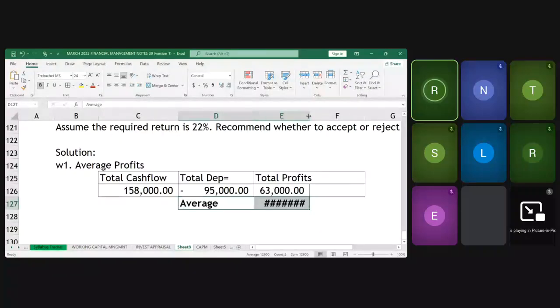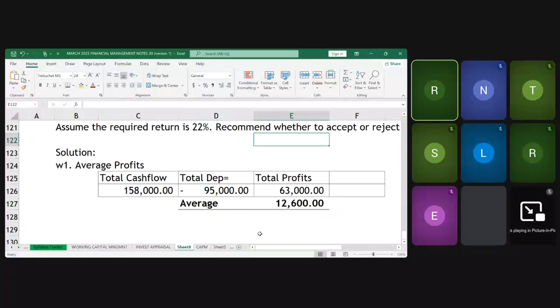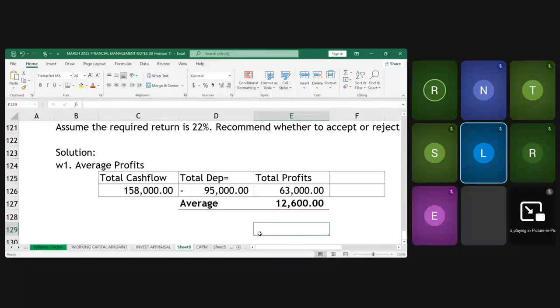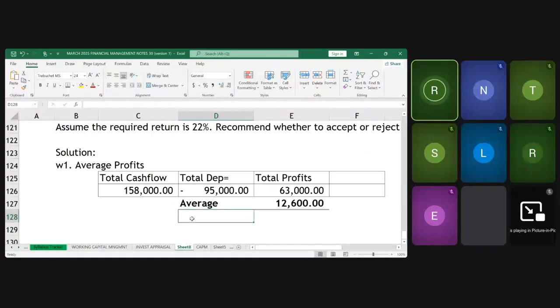Hope it's followable, and I hope I'm not traveling with speed. All right? Question on average profit? Okay, is this followable, guys? Yes, sir.